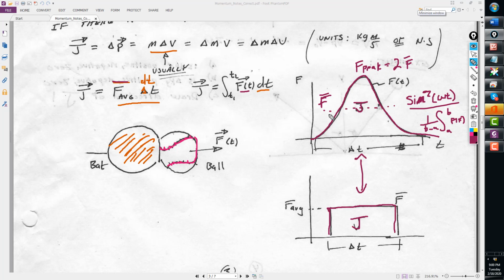This is what it really looks like. This is the average force. This is the peak force. It's twice the average force, but it can be accomplished the same way in terms of finding the total area, using just the average force here to find out that impulse. Same thing.